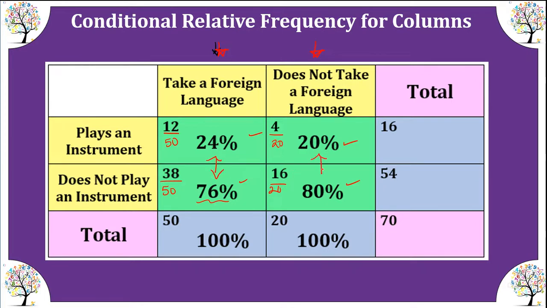Also, there is a big gap between 20% and 80%. So there is a strong association of not taking a foreign language, and not playing an instrument.